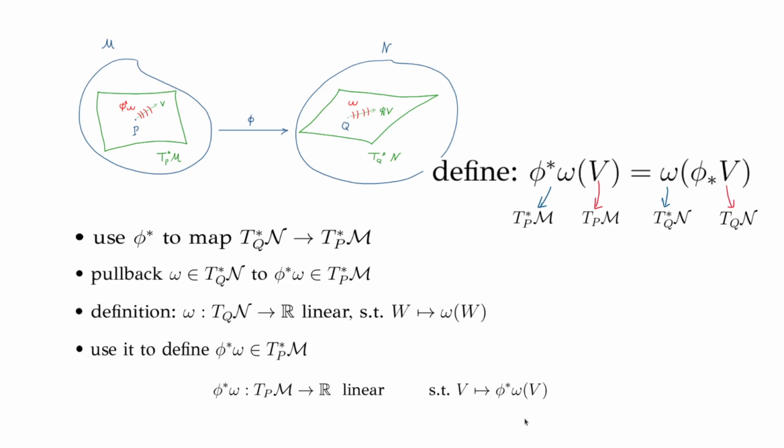So we will make the obvious definition, since omega is known, has an action on any vector at the point Q, which is known. We can use the push forward of any vector from the tangent space at P onto the tangent space at Q to compute this number here. Then we define the pullback of omega on any vector v to be equal to the number shown here. This map is linear and defines a unique one form at the point P.